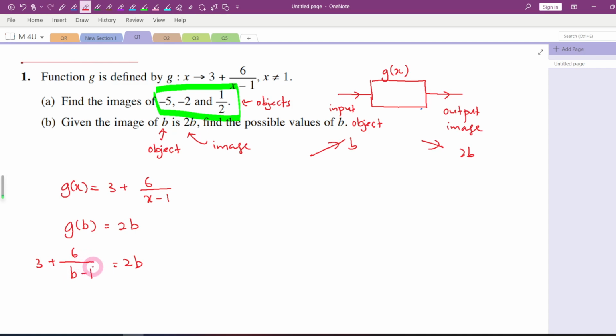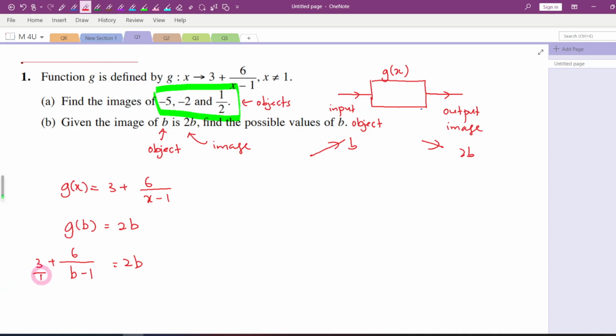Now, what we need to do next is just to combine these two fractions together and find the value of b. There are a few ways we can solve it. Some students like to move the 3 over here, minus both sides by 3. If you don't want, you can just combine the two fractions together first. So now, the denominator for 3 is actually equal to 1. For fraction, plus and minus, the denominator must be the same first, right? Then only we can combine them together.